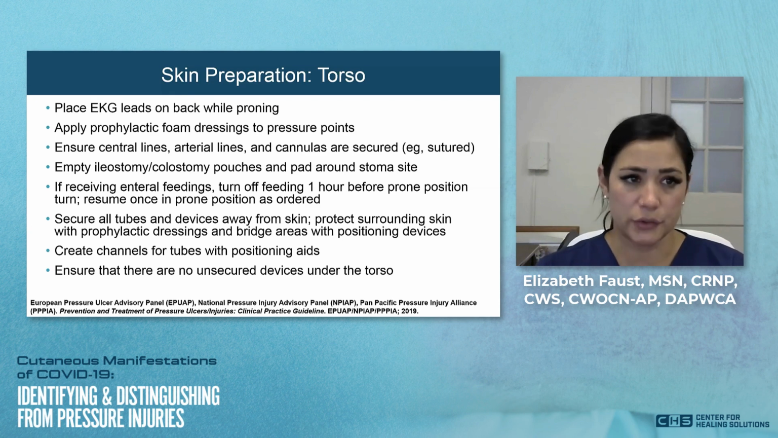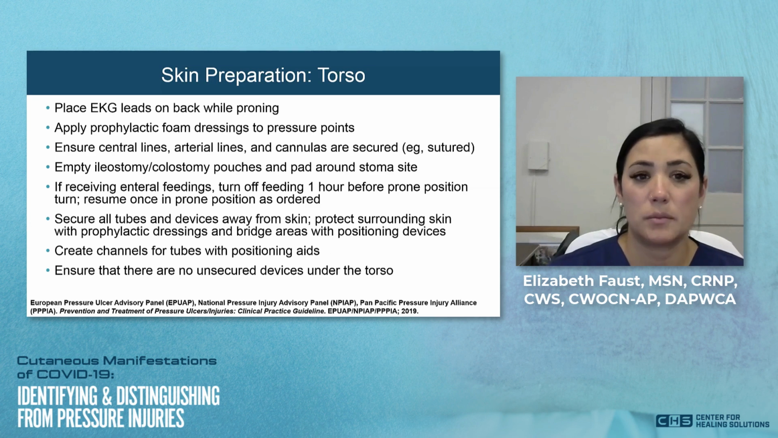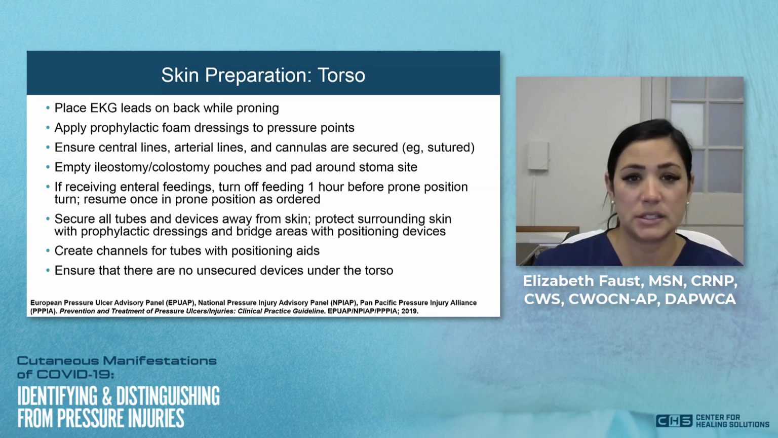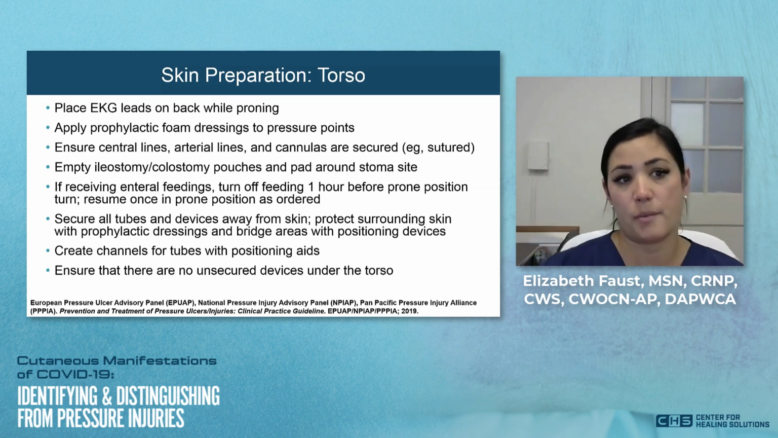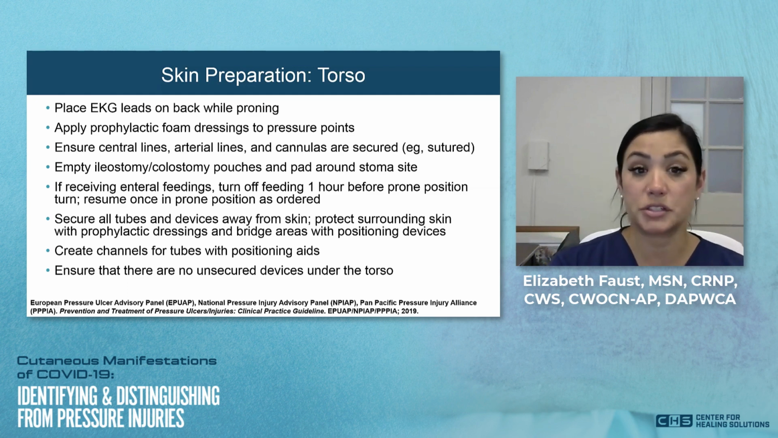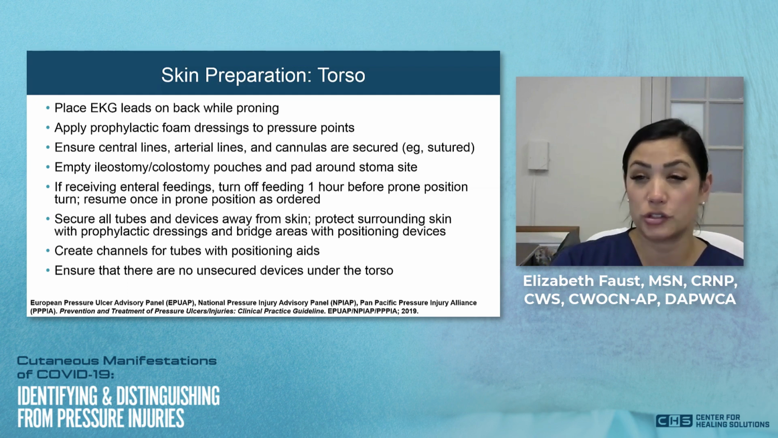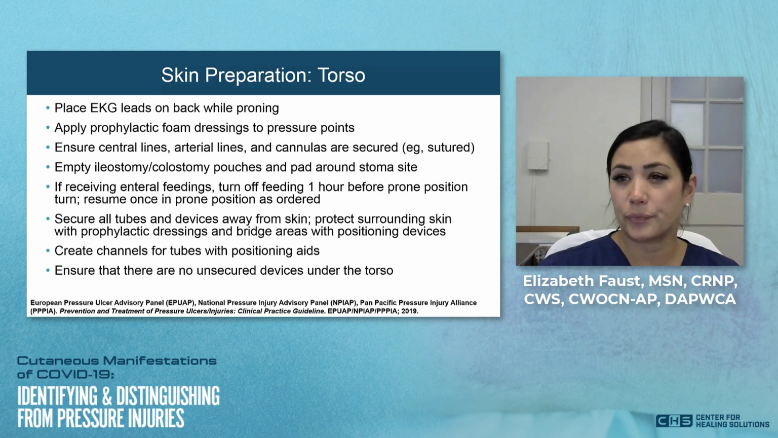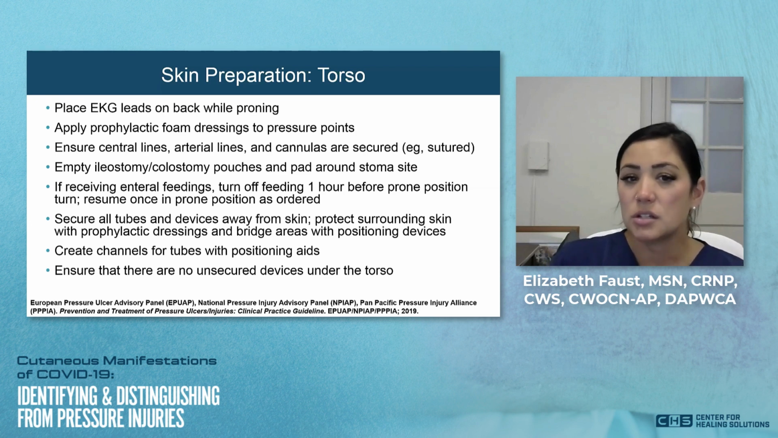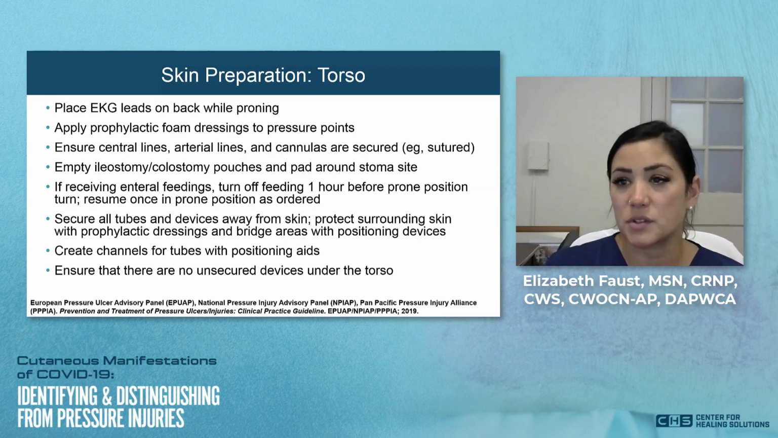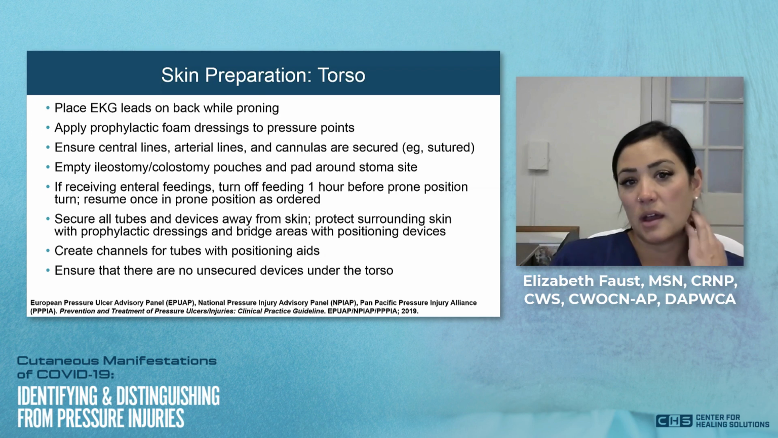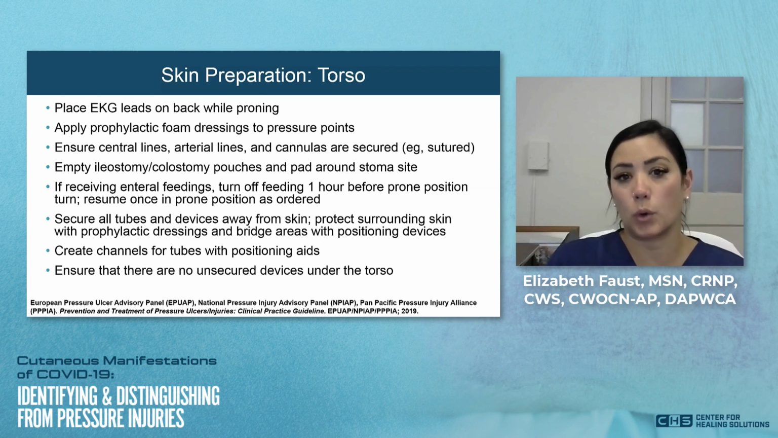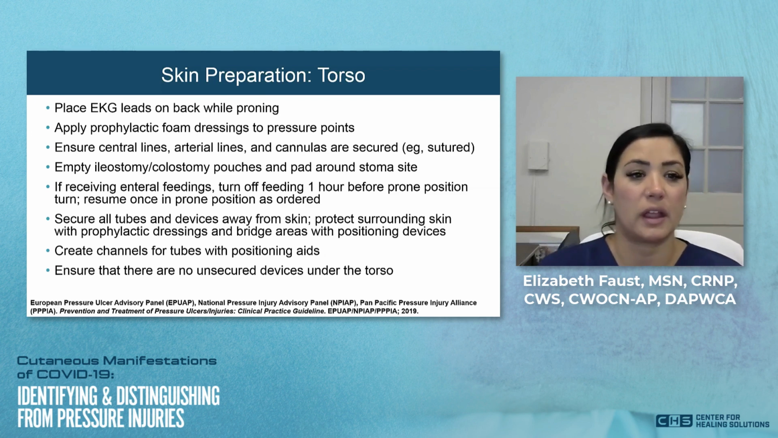The torso, so you want to place the EKG leads on the back while proning. Apply prophylactic dressing to the pressure points on the front of the body. Ensure central lines, arterial lines, and cannulas are secured. So we use catheter securement devices, usually on the anterior thigh for all patients. So obviously when proning, we would have to remove those and we wouldn't worry about the securement necessarily.